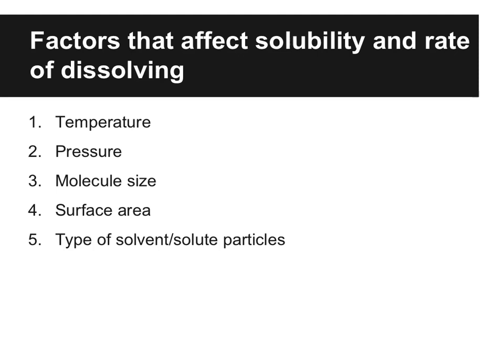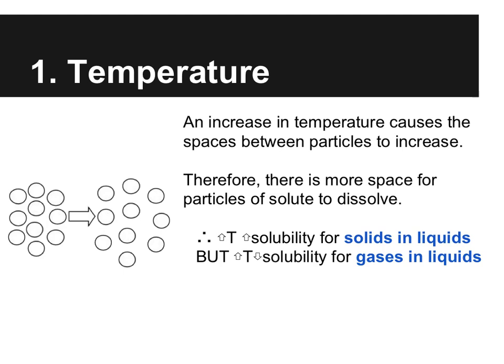In this video, we are going to examine 5 main factors that affect the solubility and rate of dissolving of a solute. The first factor that we are going to look at is temperature. So an increase in temperature causes the spaces between particles to increase, and that means that there is more space for particles of solutes to dissolve. In terms of solids dissolving in liquids, as you increase temperature, the solubility increases.